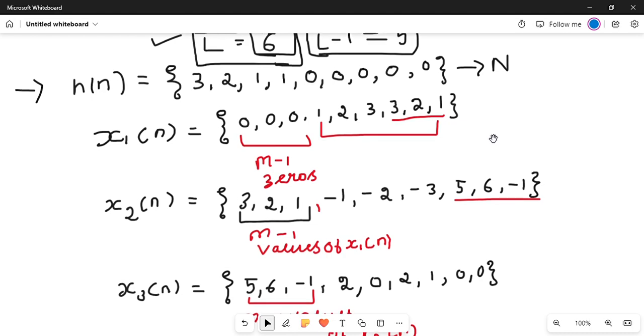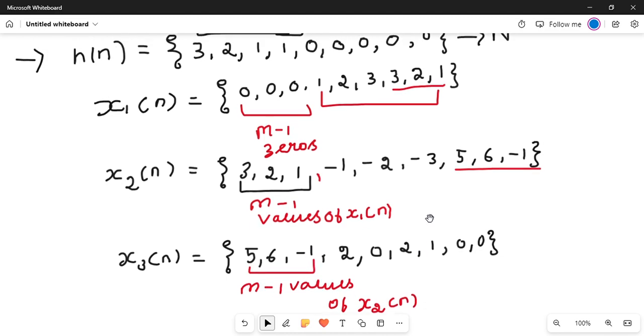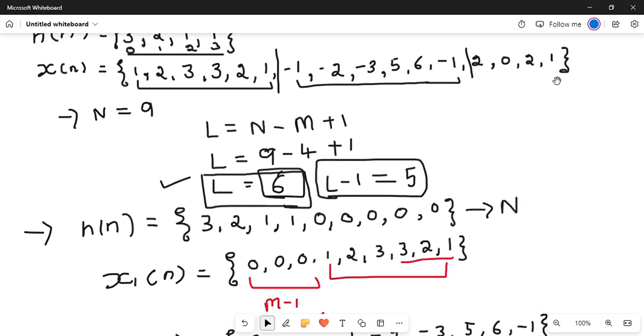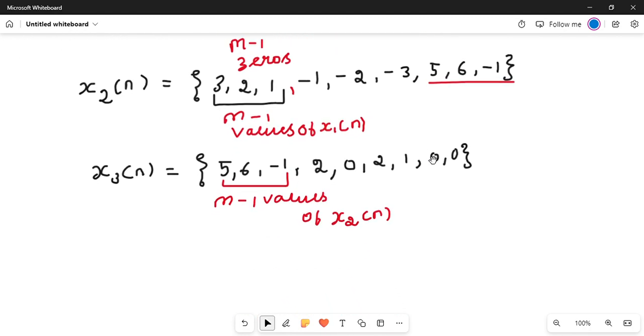I'm sorry. And in the case of the third one, what did we do? We just took the last m minus 1 values of x2 of n. We've taken the last 4 values. Right? And then we have padded 2 zeros because it was a shortage. When we took m minus 1 zeros of x2 of n, as well as the last 4 values, we had only 7 values, and we need 9, right? We need to make x1 of n, x2 of n, x3 of n and h of n to the length of 9. So that is why we just padded 2 zeros. Okay, yes. So this is what we did, and then we'll move on to the original procedure.